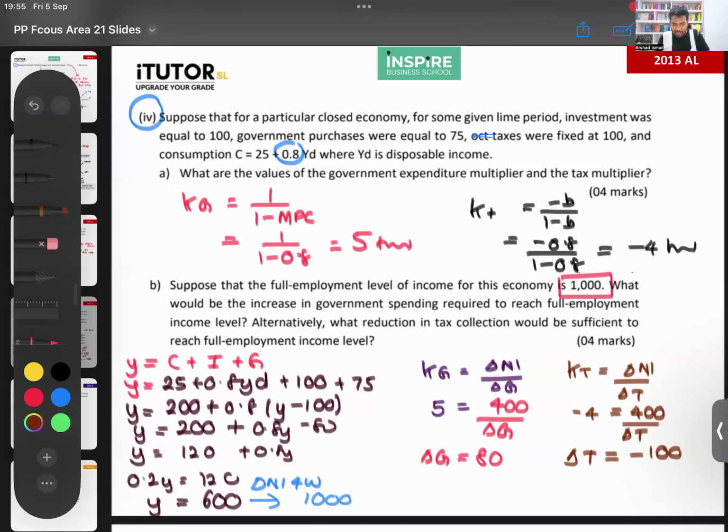Here, you don't have to talk about a balanced budget because that is not what they're asking you. They're asking, what would be the increase in government spending required to reach full employment? So government spending has to increase by 80. And alternatively, what is the reduction in the tax collection? So tax collection has to decrease by 100. Either you increase government spending by 80 or reduce taxes by 100. You don't have to talk about a balanced budget saying increase both by 400. That's not what they're asking. So answer what they're asking.